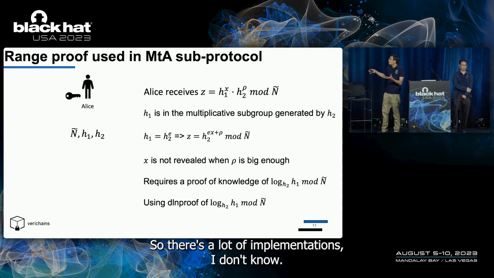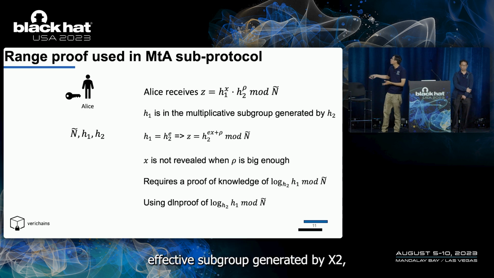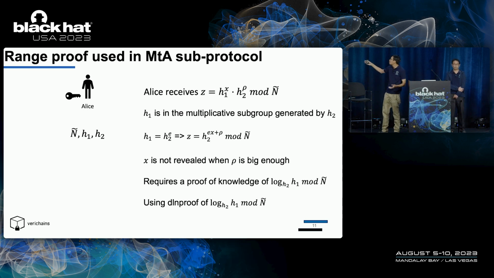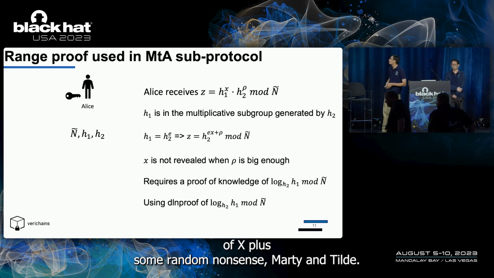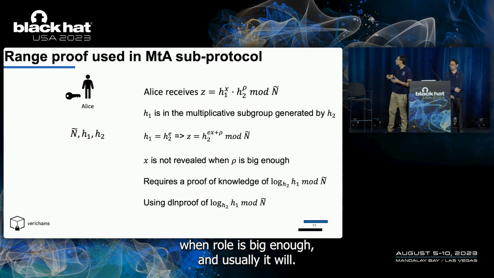How do we make that happen? There are a lot of implementations, but in this particular one, we can set H1 to be in the multiplicative subgroup generated by H2, which means that H1 equals H2 to the power of some random number. Because we put that in, Z will be H2 to the power of E X plus some random nonce, mod N tilde. If you look at that formula, X will not be revealed when rho is big enough, and usually it will.